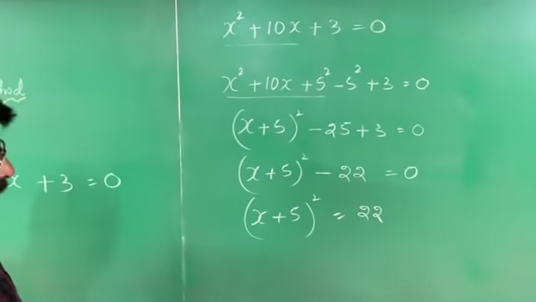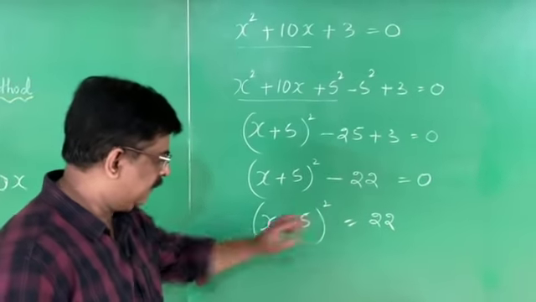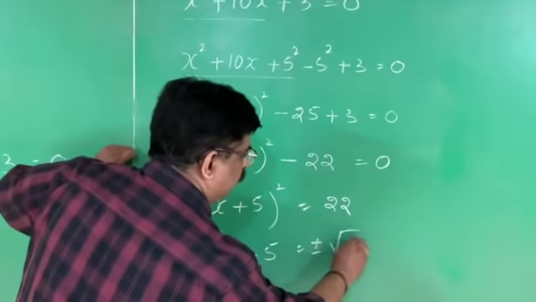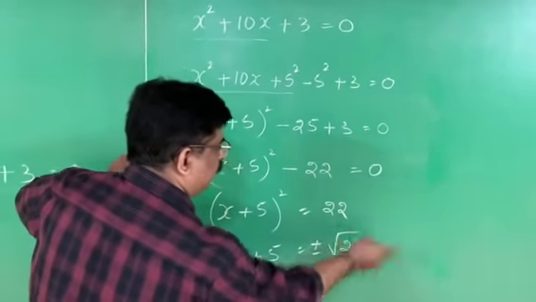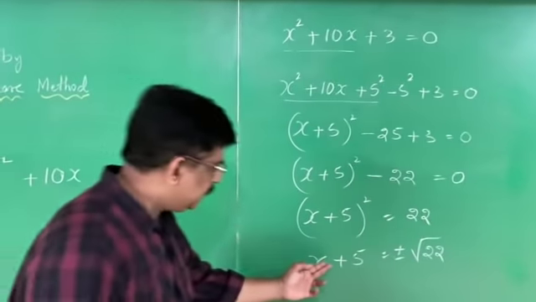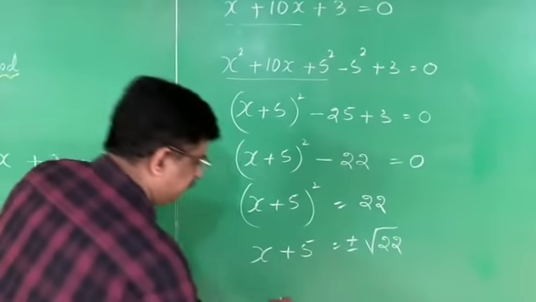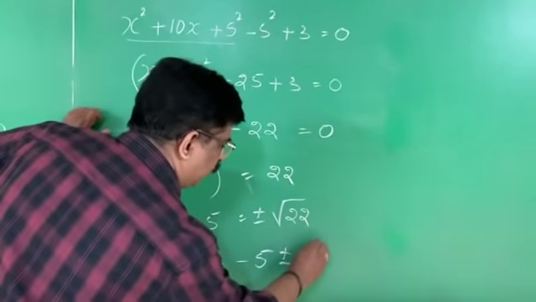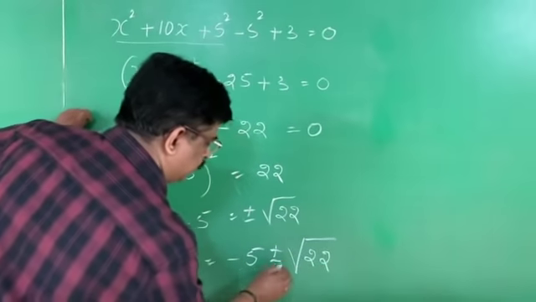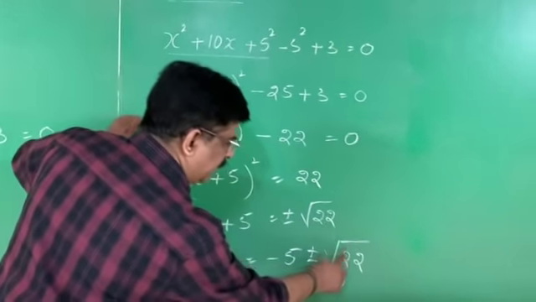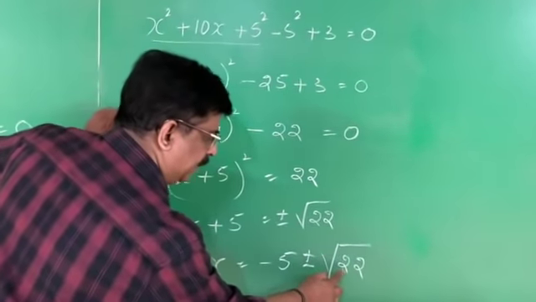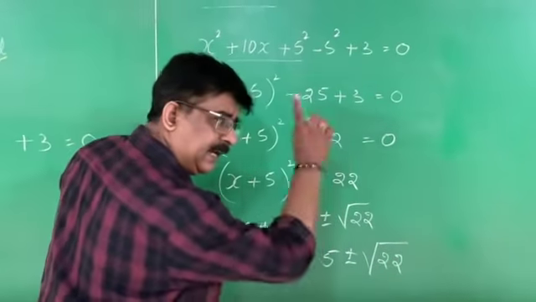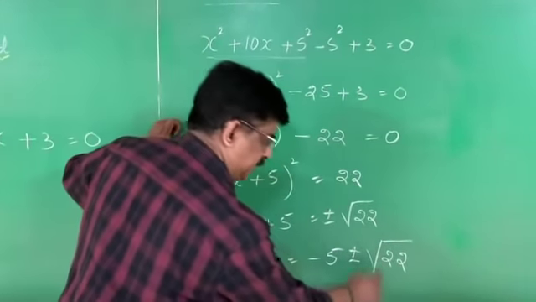Now I have to remove this square. Therefore it becomes x plus 5 is equal to plus or minus root 22. There is no square root for 22. The next is you have to transfer this plus 5 to that side. X is equal to minus 5 plus or minus square root of 22. See the root. Inside the root there is a positive number. Therefore the roots are real. If it is a positive number, roots are real. If it is a negative number, roots are imaginary.